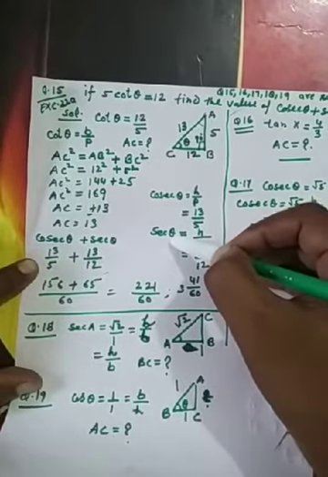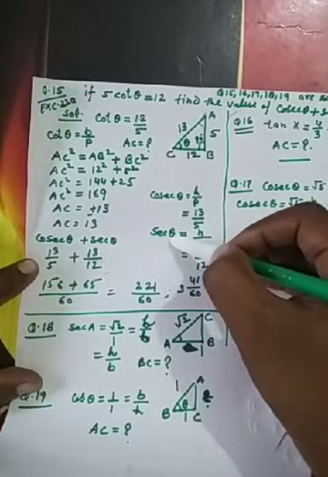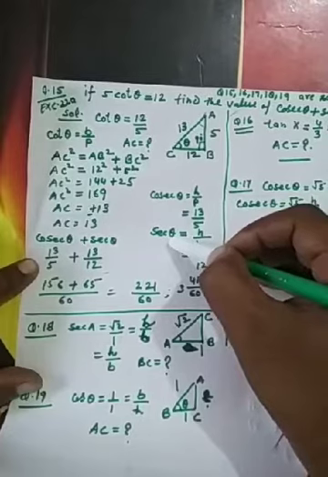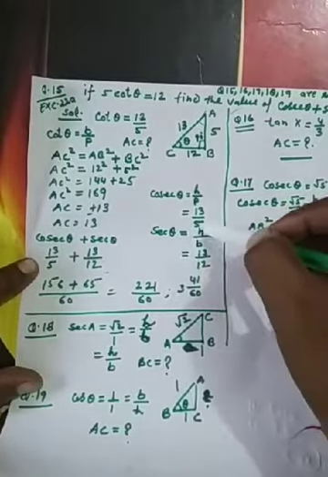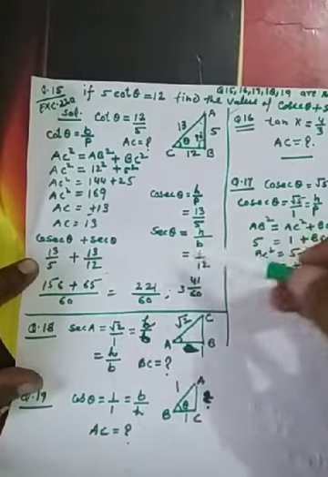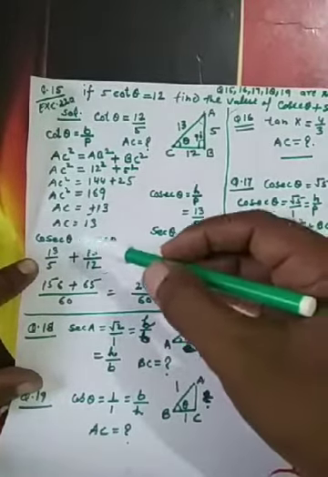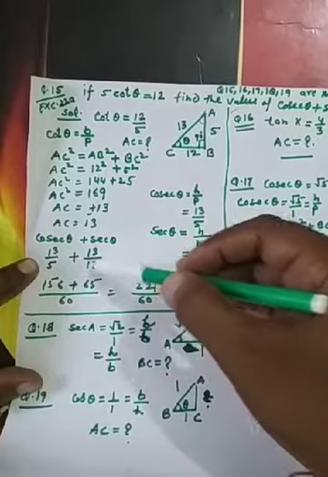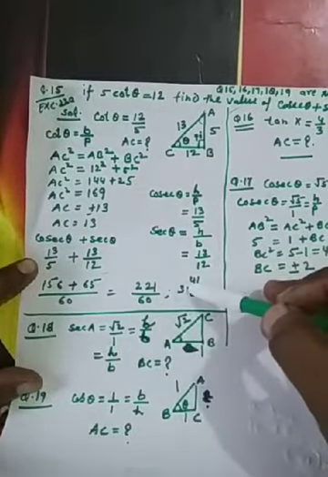Sec theta is the reciprocal of cos theta. Cos theta is equal to base upon h. So sec theta will be h upon b, which is equal to 13 upon 12. Now put these values in this question and you can solve it, and this is the answer.